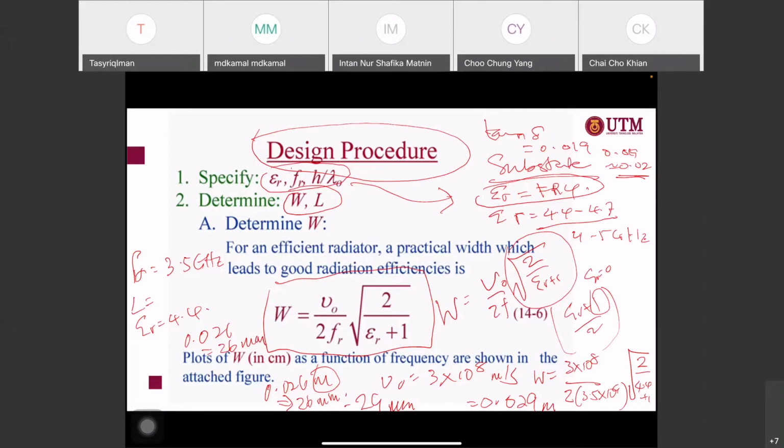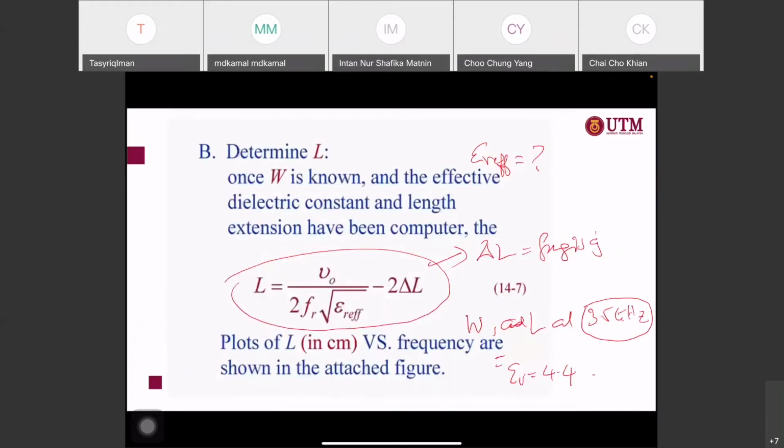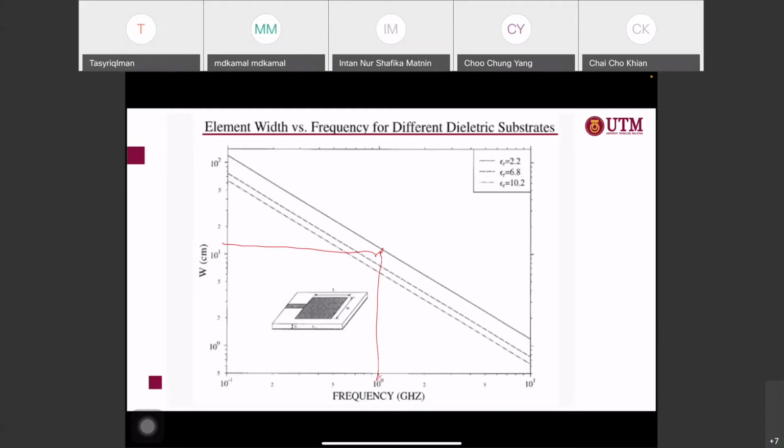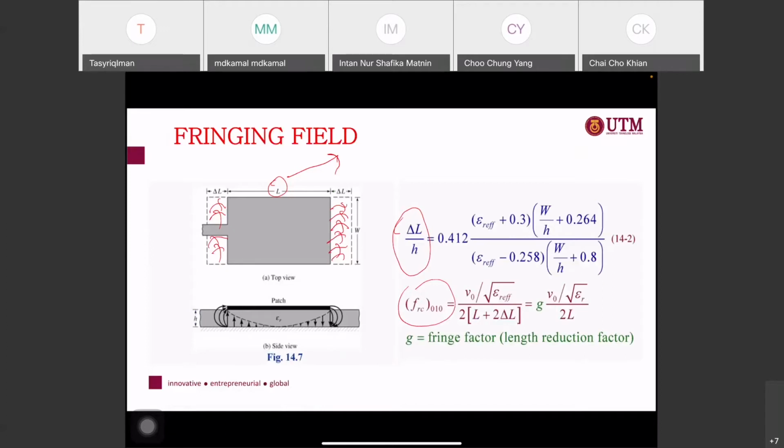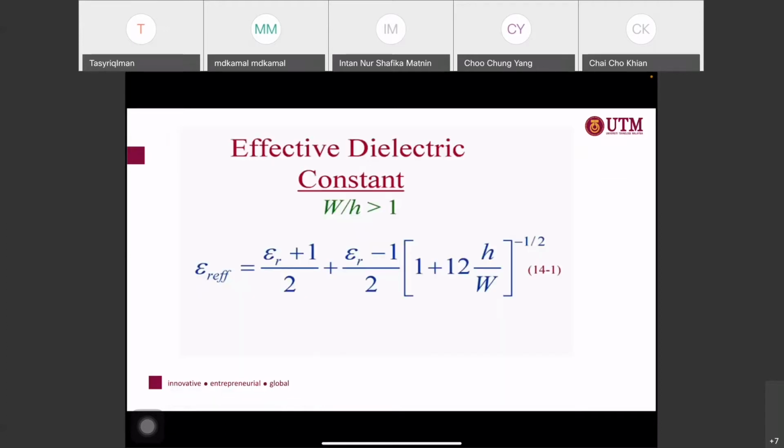Okay, so what is your L now? I want you to find L, Lee Chunxian. What is the L here? You can use this equation for L with epsilon R effective. You assume there is no fringing field here. The most important thing is that you need to find the epsilon effective. How do you get it? You can use the equations that were given to you before. So epsilon effective is this one.